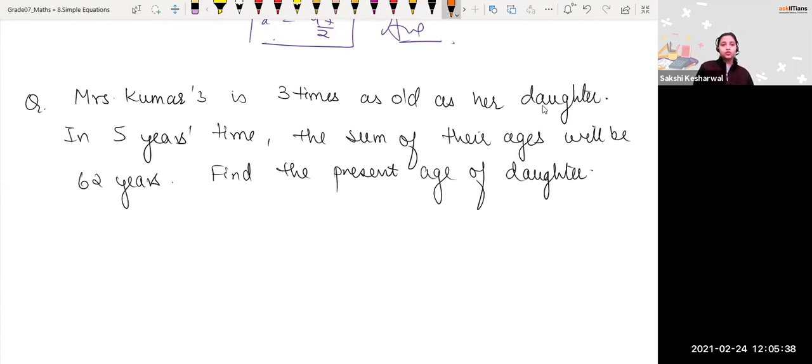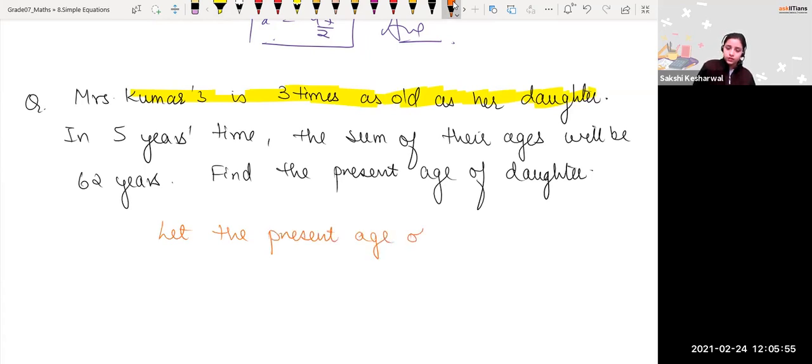Now it says that Mrs. Kumar is three times as old as his daughter. So what is the first statement? Three times as old as his daughter. So let the present age of daughter be x. Yes or no? Daughter is x. Now Mrs. Kumar's present age will be three times, 3x.